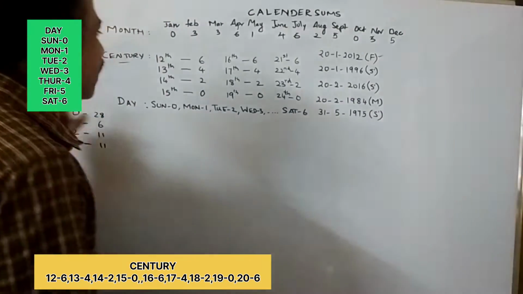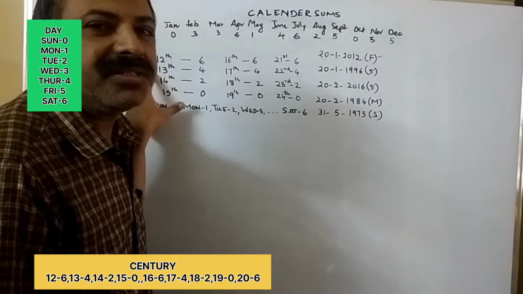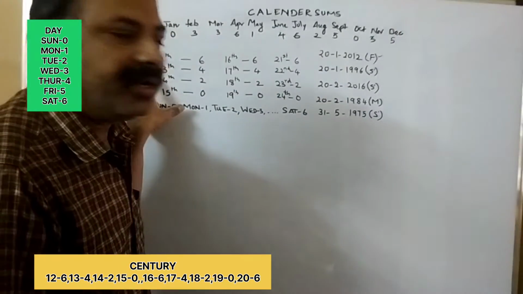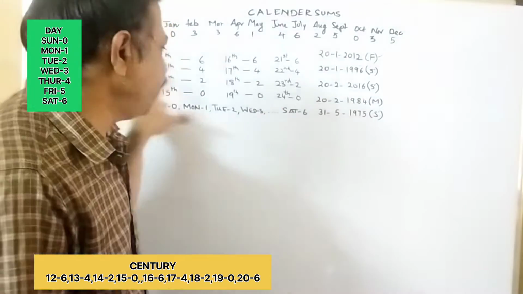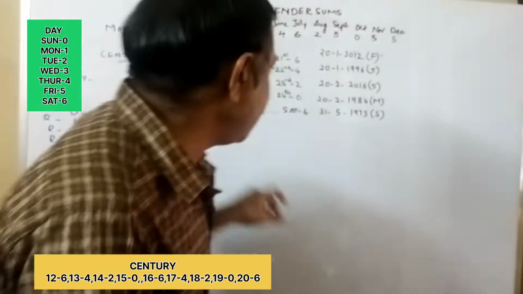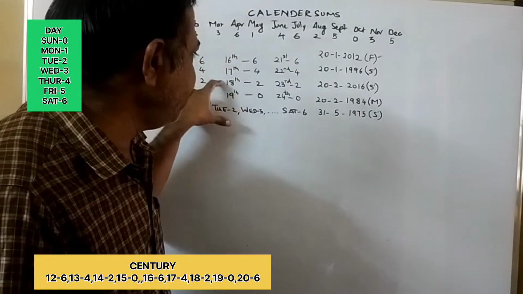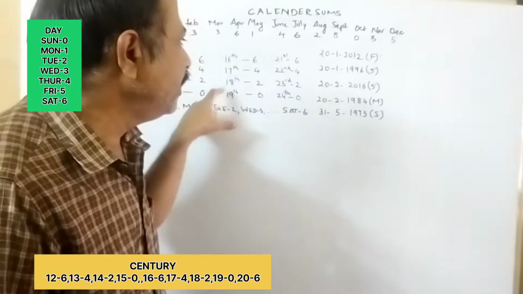Coming to the century code: century means 100 years. The 12th century, 1200 to 1299, is 6. The 13th century, 1300 to 1399, is 4. The 14th century, 1400 to 1499, is 2. The 15th century, 1500 to 1599, then the 16th, 17th, 18th, and 19th century, 1900 to 1999.